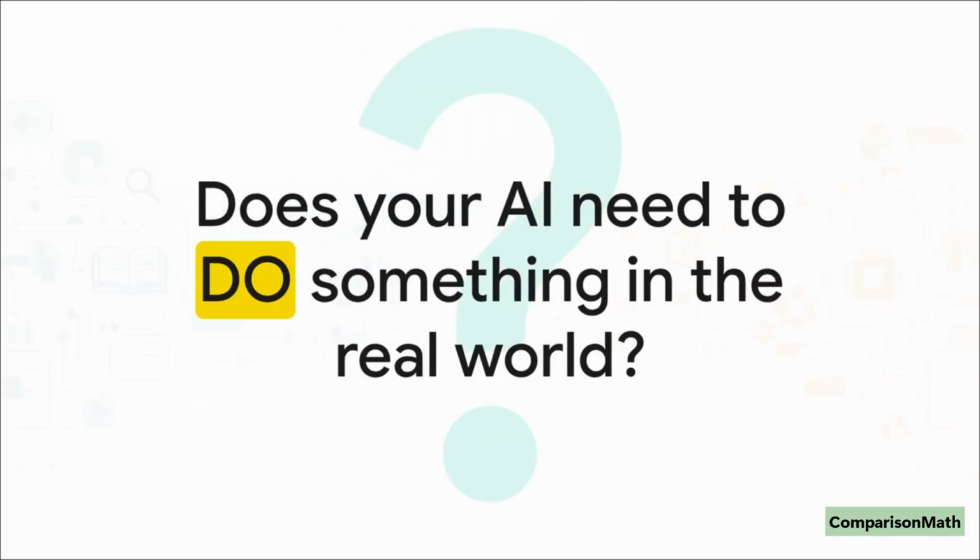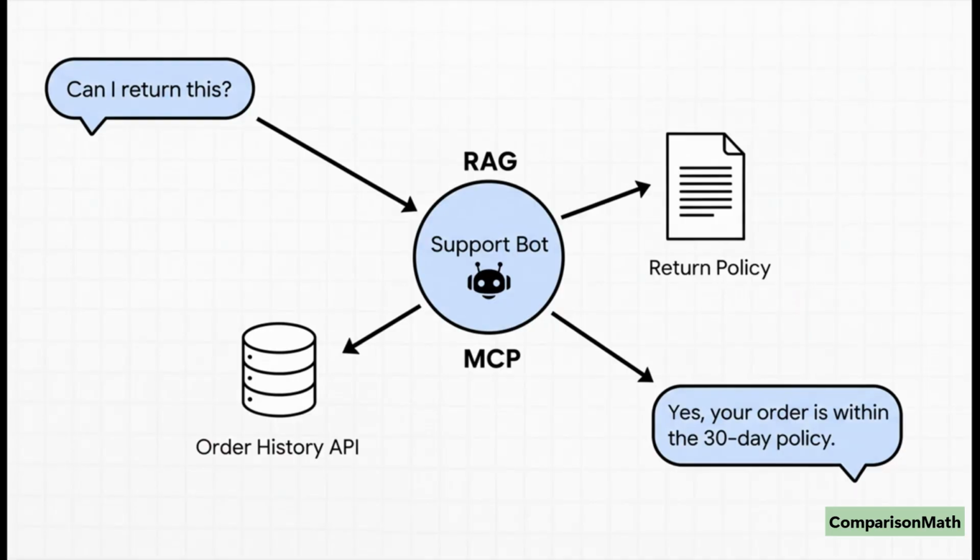But, on the other hand, if your AI needs to actually go out and do something, book a meeting, check an order status, query a live database, then you're in MCP territory. You're not building a librarian, you're building an assistant that can actually take action on behalf of a user. But here's the real secret, the part where things get really powerful. You don't always have to choose.